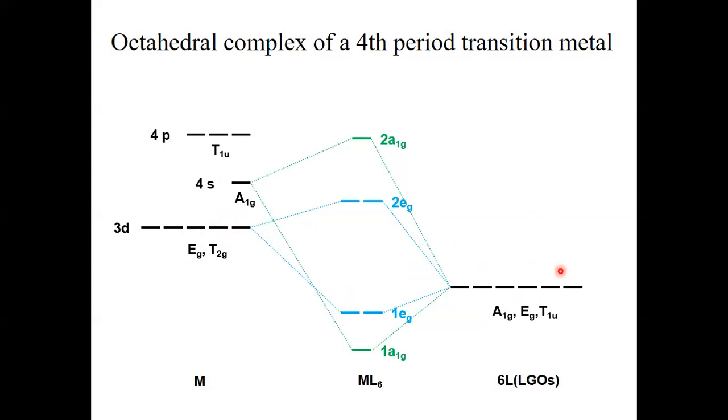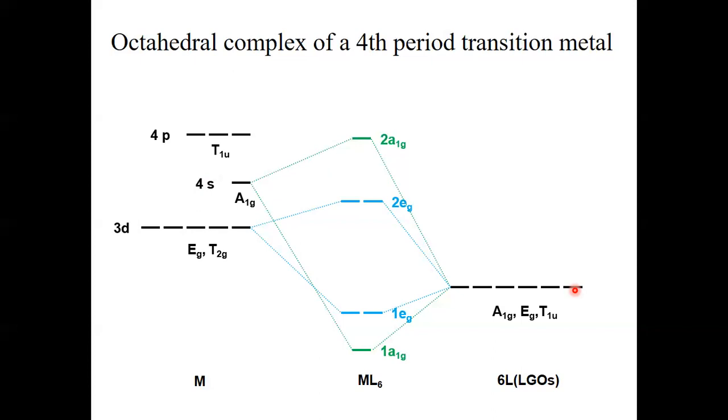Okay, now what is left? Well, what's left is the T1U. You see, we have three of them on the left side. The four P orbitals of the metal have T1U symmetry. And there are three others on the right side. So there are also three ligand group orbitals that have T1U symmetry. So what will that give?